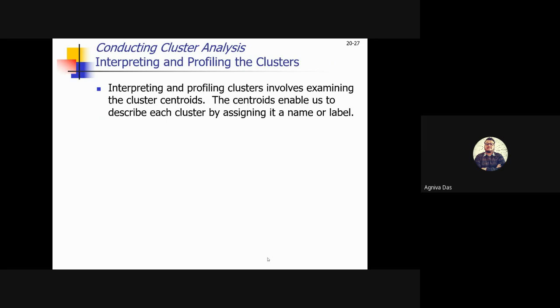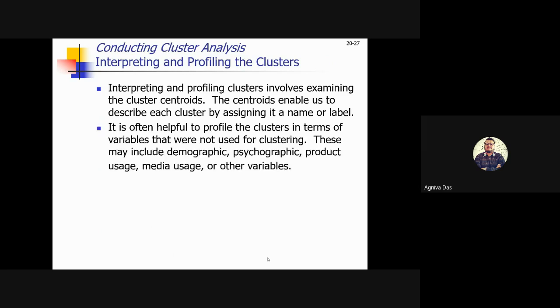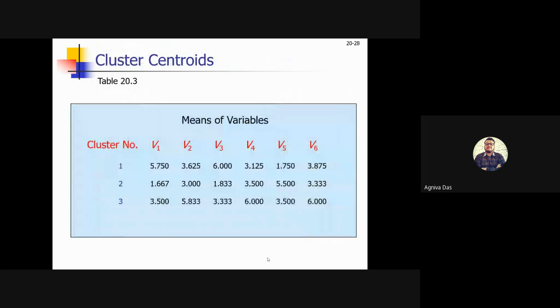away they are from each other, and then we assign each a particular name or label, and then we discuss. It is often helpful to describe these clusters in terms of variables that were not used for clustering. This might include, let's say, demographic, psychographic, product usage, media usage, and other variables, and look at the means of the variables that we have.